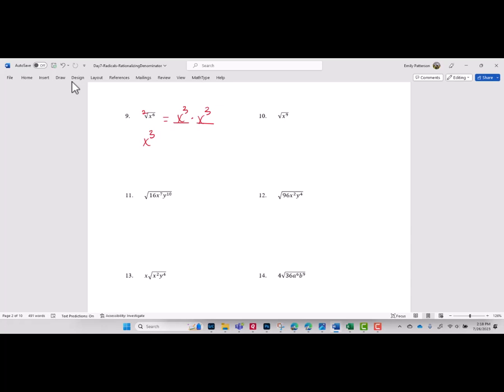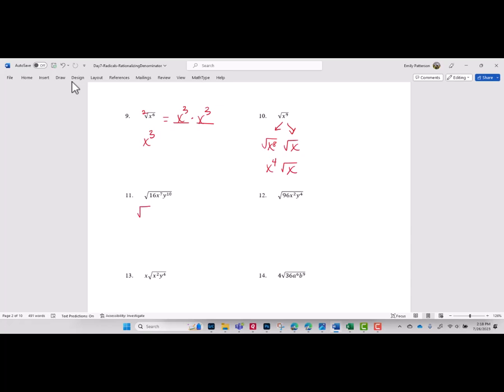But what on earth do I do if I can't take half of it and get a perfect integer exponent? Well, we do the same thing that we did before. We take what I can take the square root of. I can take the square root of the largest even exponent, and there's going to be one x left over. So when we take half of that exponent to take the square root, it's x to the 4th, and I have 1 x left over.